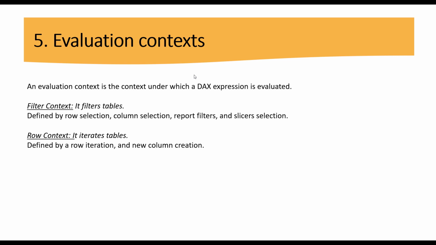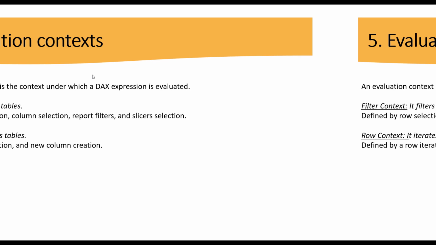So if you guys remember, for the second measure that we created, we used the SumX function. So that function is an iterator. So there was the row context, okay? And also we can see this context when we create new columns. So now, guys, let's go to the next point.